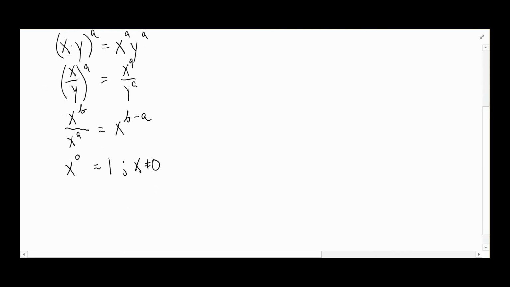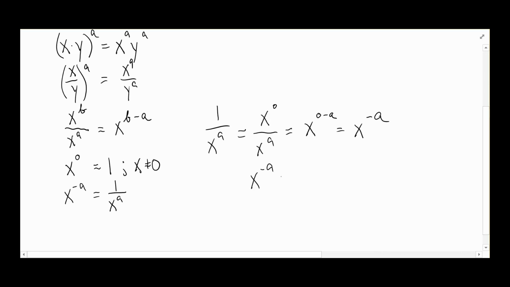The last rule is the negative exponent rule, that if I have x to the negative a, that's 1 over x to the a. We basically already talked about this one, but we could also look at it in terms of our quotient rule. If I have x to the 0 over x to the a, and I subtract those exponents, 0 minus a would be negative a. But x to the 0, remember, is 1. So that's 1 over x to the a. So that shows that x to the negative a is the same thing as 1 over x to the a.